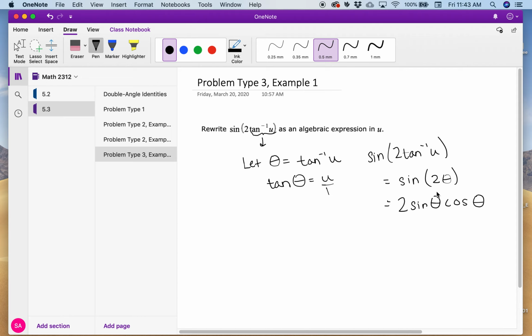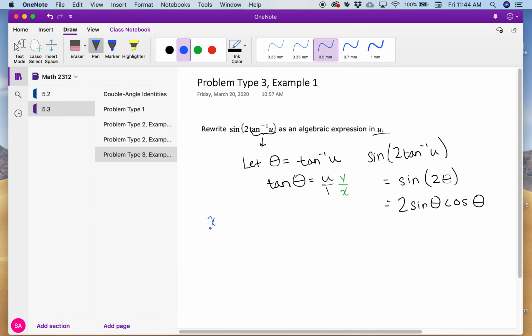And we want to simplify this, again, in terms of u, and there's no u's here. So we're going to have to figure out what sine of theta is and cosine of theta is, and that's when we come back over here and work with this triangle. I'm going to change up the color a little bit. So tangent, we know, is y over x, okay?